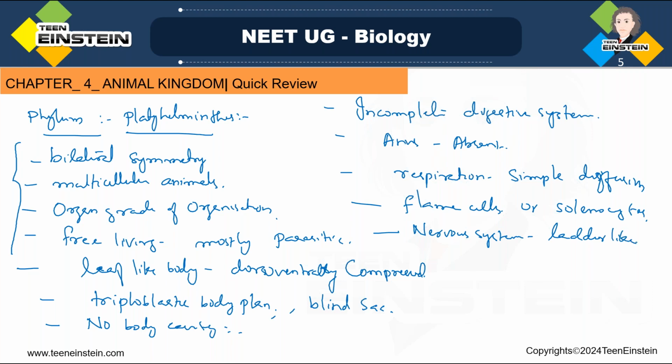Ladder-like nervous system, and that is having a brain, and they have a pair of longitudinal nerves which is connected by many transverse nerves. And they have high capacity of regeneration. Why do they have high capacity of regeneration? Because they have neoblast cells. Due to the presence of that, they have high capacity of regeneration.